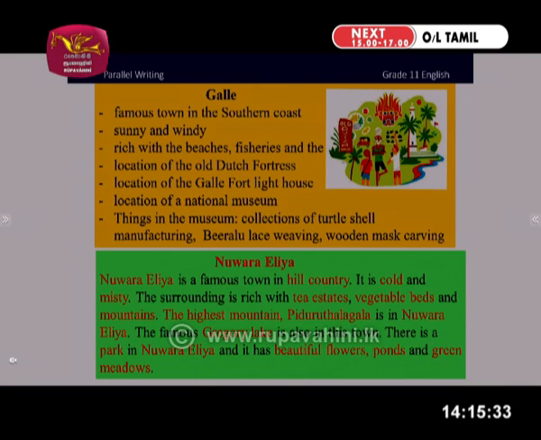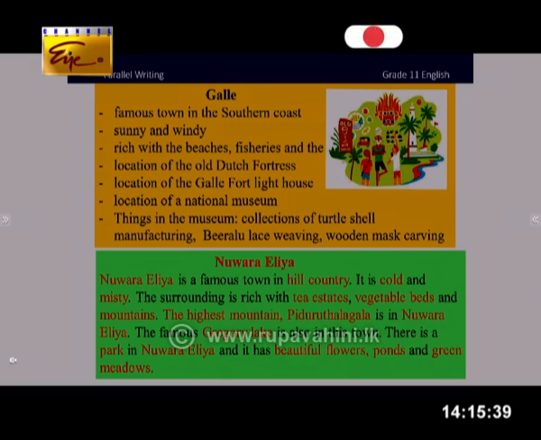Nuwara is a famous town in the hill country. Likewise, you can construct your first sentence. Galle is a famous town in the southern coast. There's a sentence which says about weather, about the special features, what the city is surrounded by, about a few locations.